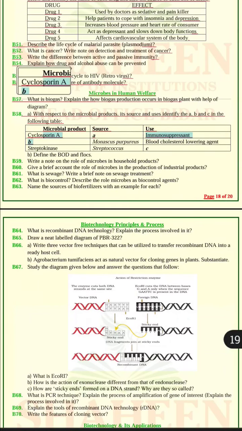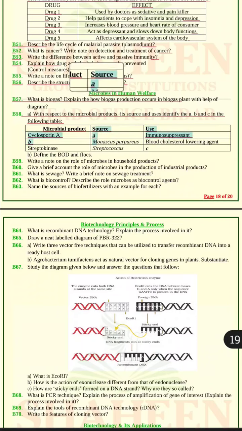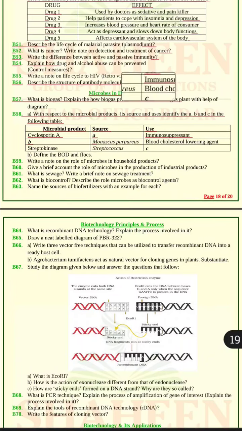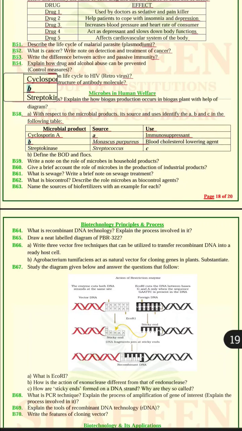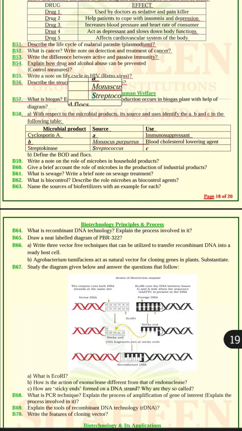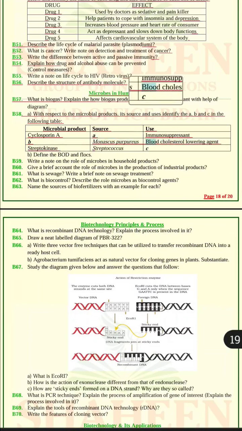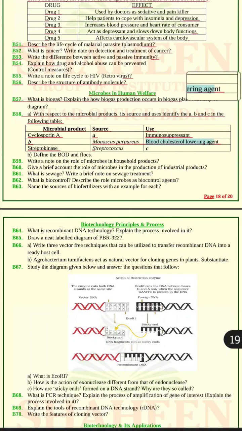In the microbial products given, cyclosporin A is named as A, and its use is as an immunosuppressant. Okay, and microbial product B has the source Monascus purpureus, and its use is as a blood cholesterol lowering agent.